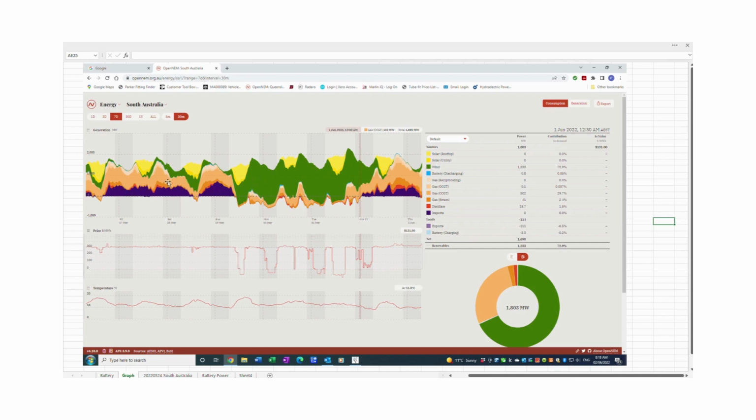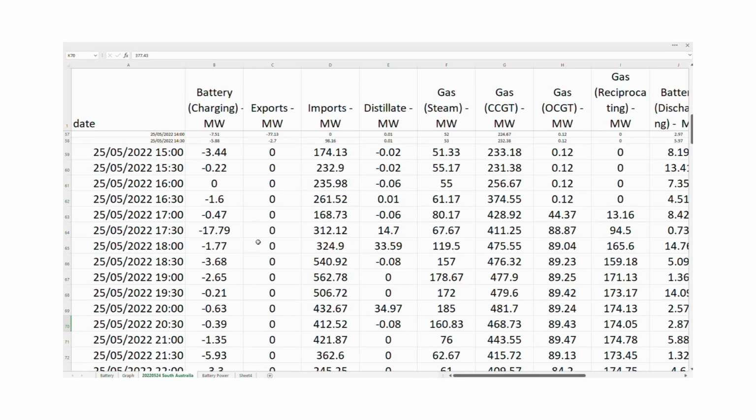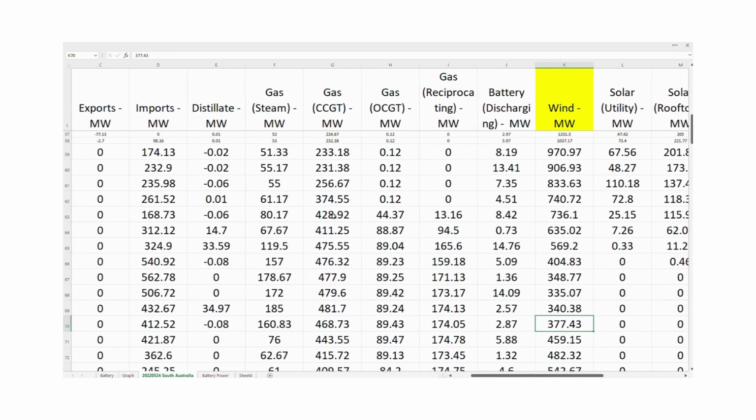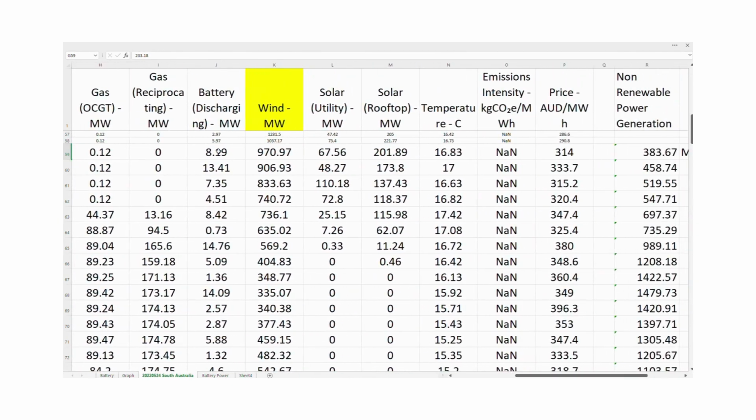This graph is of measurements taken every half hour. And the great thing about this is you can export the data. And when you export the data, it looks like this. So it shows that at 3 o'clock on the 25th of May, imported power was contributing 174 megawatts to South Australia's power generation. Gas was 51 and 233. 819 of battery discharge, 970 of wind, and then some rooftop and utility solar.